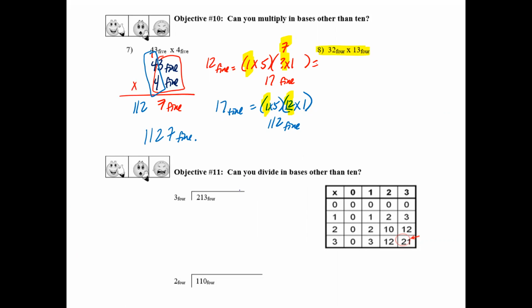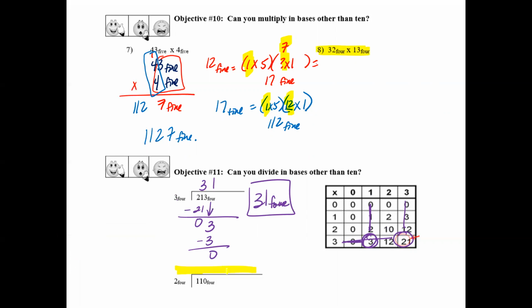All right, let's take a look at objective number 11. So 3, 21. So 21's right here, and that's 3 and 3, 4. So that's me a 3 on top, which gives me a 21, 0, bring down the 3. To get to a 3, you will have a 3 and a 1. So that's a 3, that has to be a 1. So your answer is 31, 4. Now that I tried this one with you guys, I want you guys to try the last one on your own.